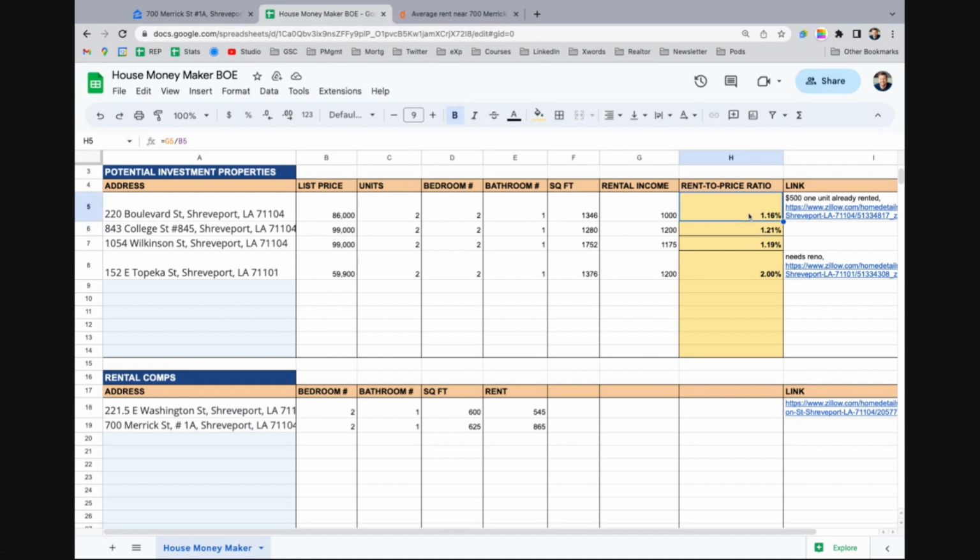Now, I could say, well, maybe this one is lower. Why is this one lower? Is this one lower because they're asking too much? Or is it because it's closer to the park and that's more desirable and I'm paying a premium for that? Or is it just mispriced?